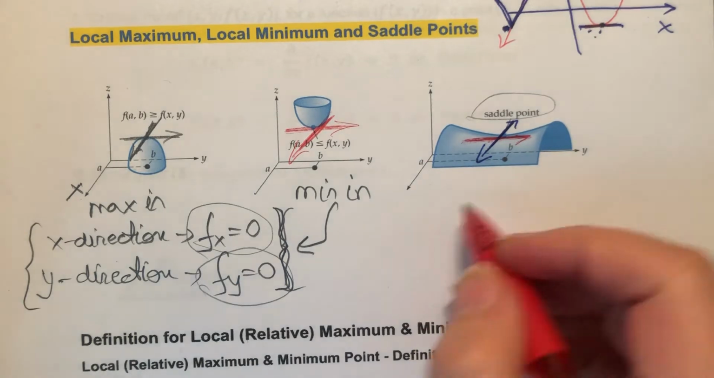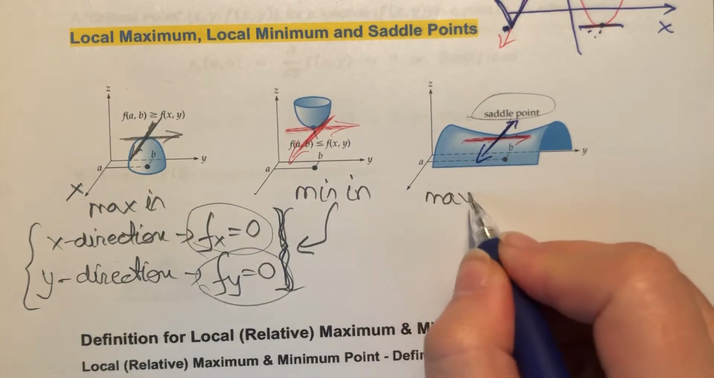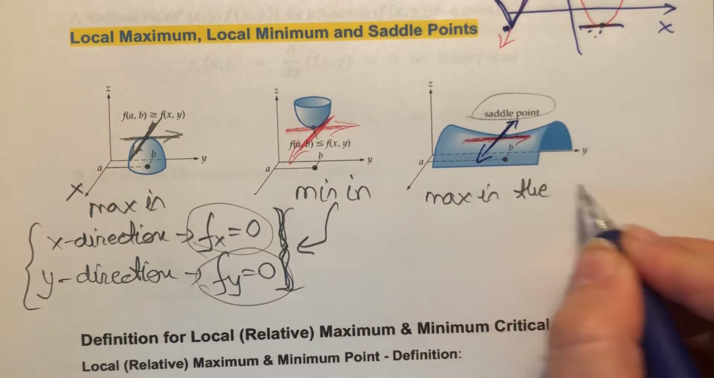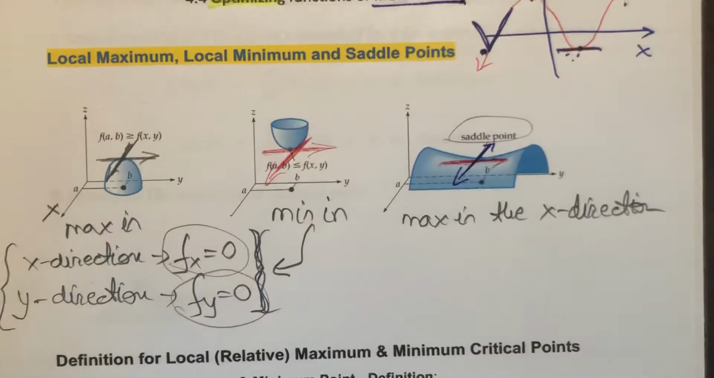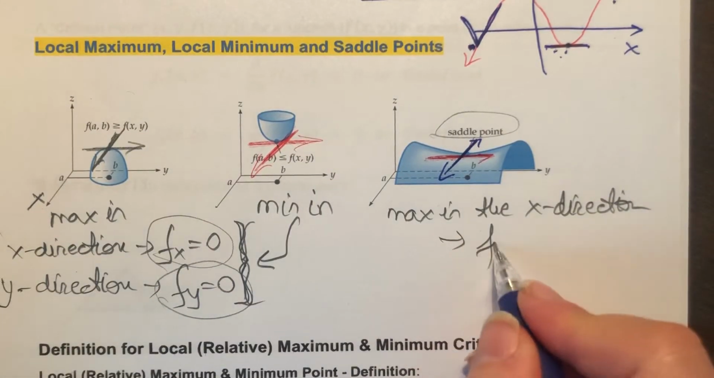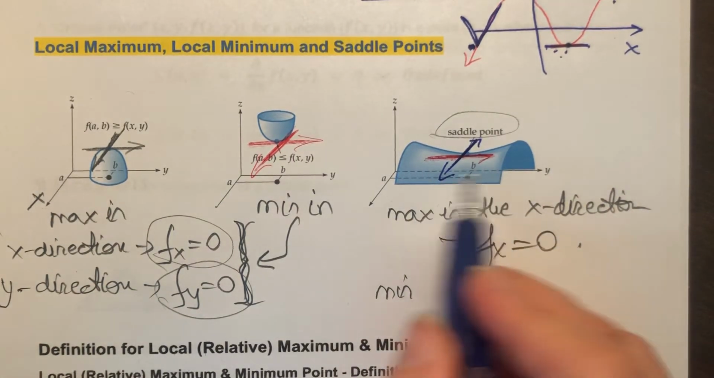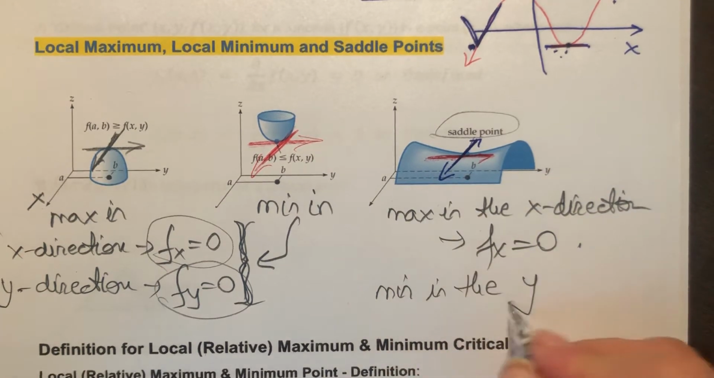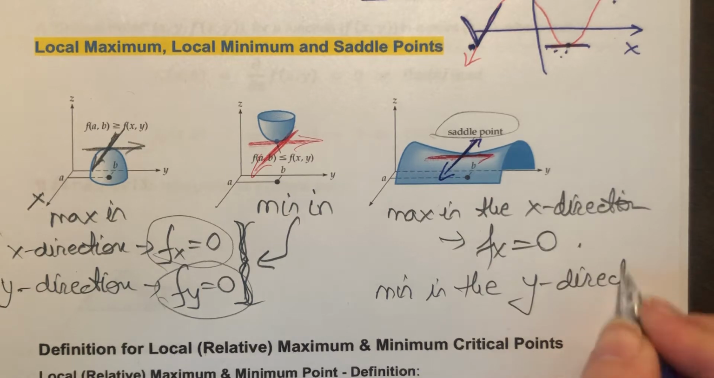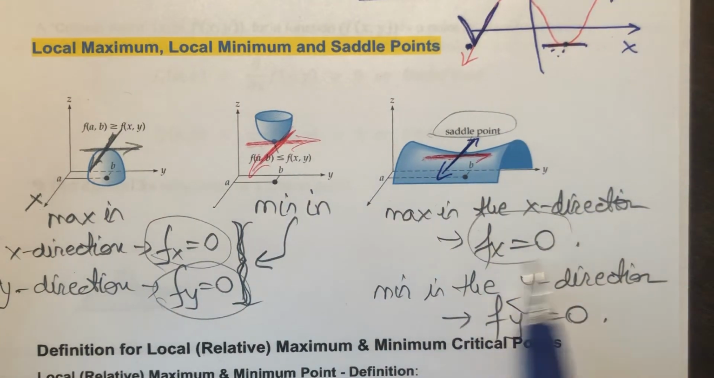So sure enough, we have a maximum in the x direction. So fx will have to equal 0. But if you look at it, you have a minimum, right? It's the lowest point in the y direction. So fy must equal 0. So it seems to me that it's the same conditions, right?